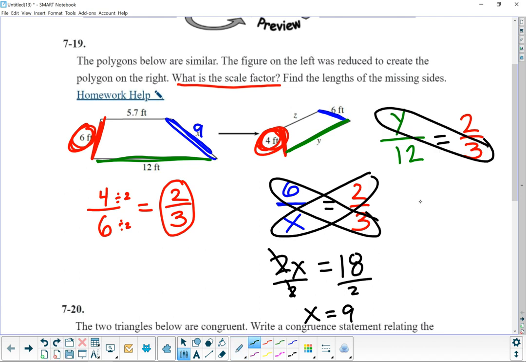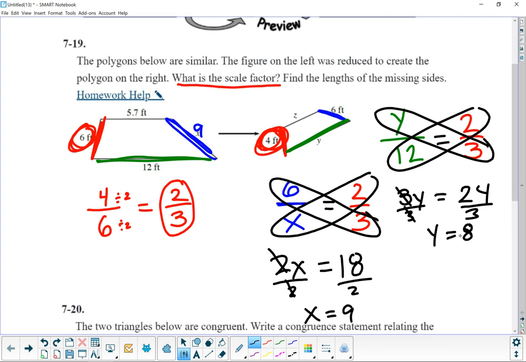y times 3 is 3y equals, and then 2 times 12 is 24. There we go, I said 36. Okay, divided by 3, cancel, and y equals 8. So that means this smaller green side, y, is 8.